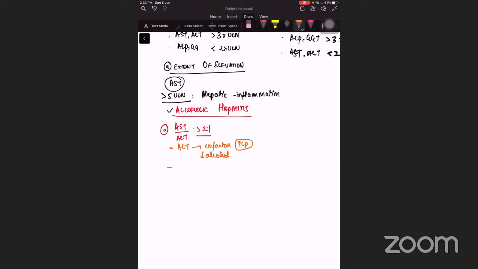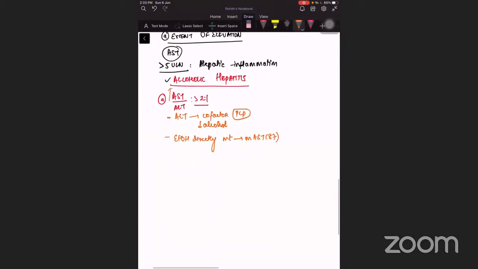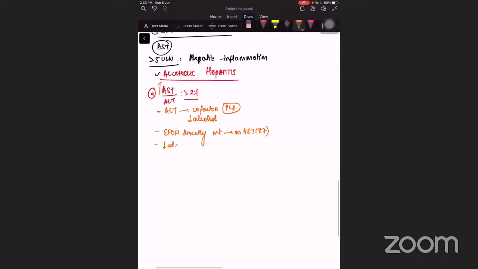The other reason that is stated is ethanol can directly injure the mitochondria and cause release of the mitochondrial AST. Because of this, there is going to be a half-life of 87 hours, so it is going to persist for a longer time compared to the ALT, which has a half-life of 47 hours. The other thing that is stated is there is going to be a reduced clearance of AST. So these are the three reasons why the AST to ALT ratio is more than 2:1.